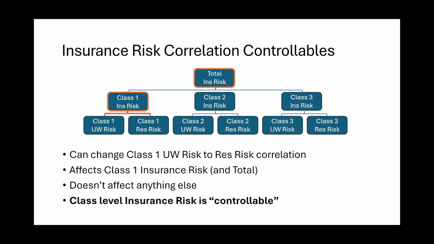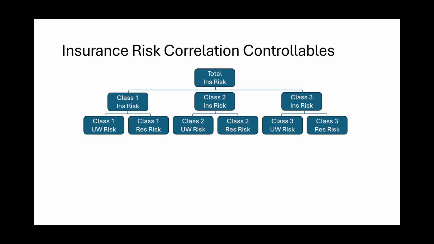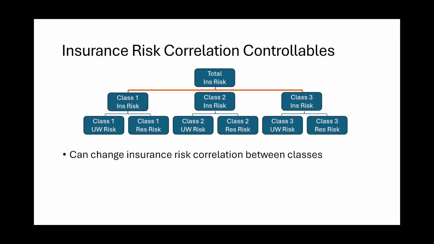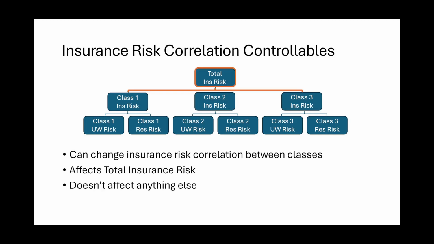And as you see, the total insurance risk is itself a controllable because I can change the insurance risk correlation between classes. I won't change the class 1 total insurance risk. I won't change any of its underlying underwriting risk or reserve risk, but I can just dial up and down the correlation strength between the classes, and that's going to affect the insurance risk total and nothing else. So I would say the insurance risk total here is another controllable.